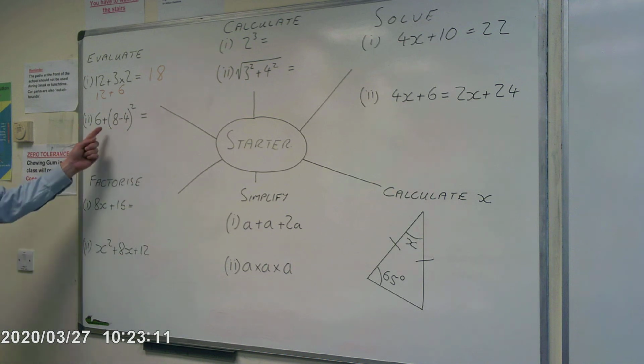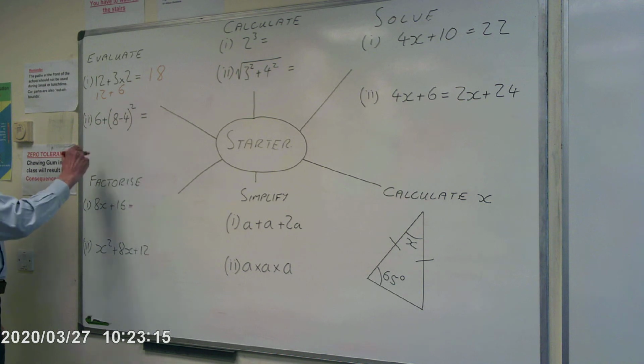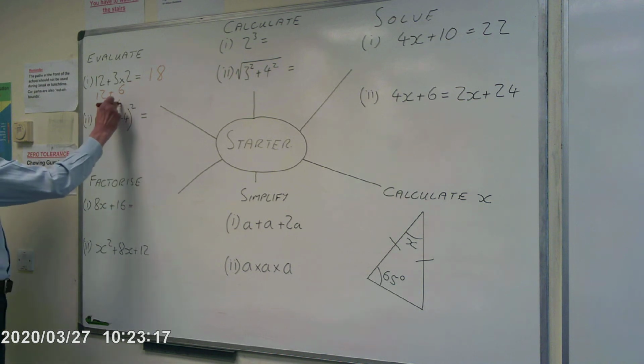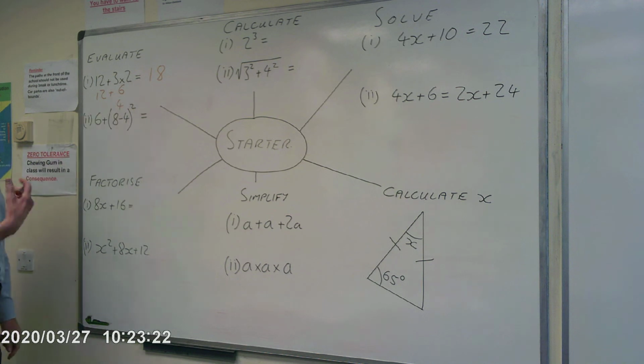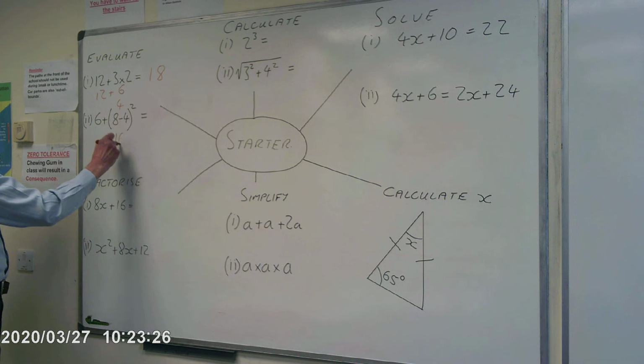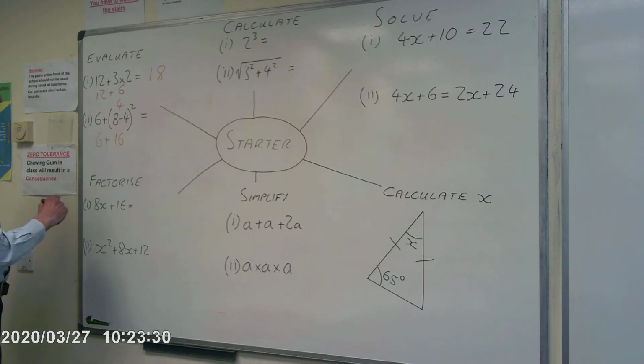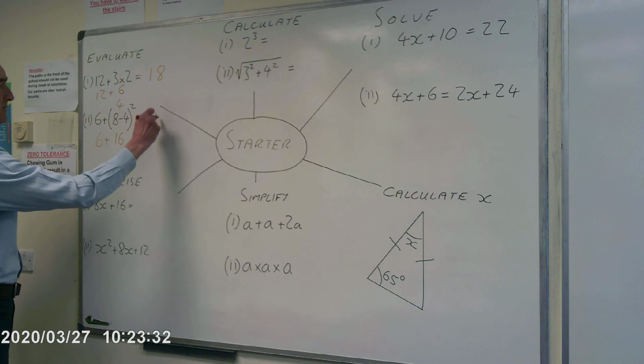Again, big maths. Big maths says brackets first. 8 minus 4 gives us 4 inside the bracket. 4 squared, indices. 4 squared gives us 16. 6 plus 16 gives us an overall result, a solution of 22.